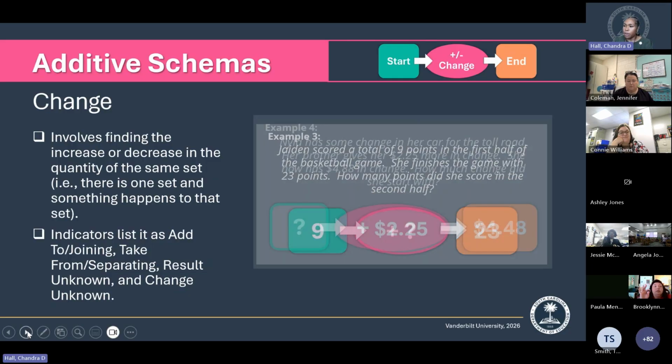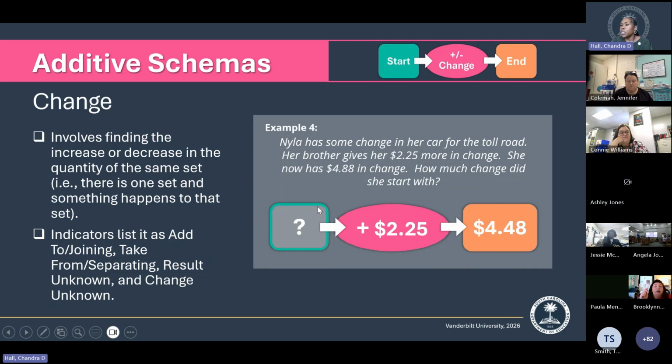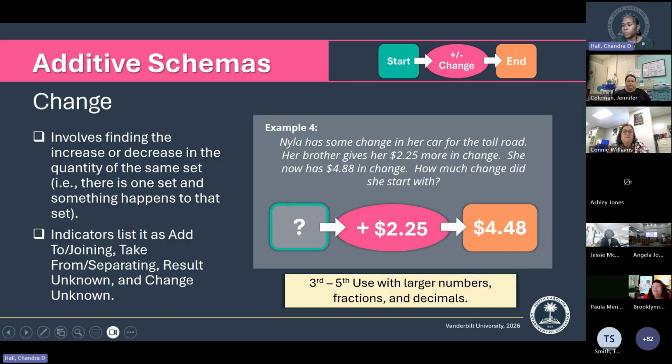Let's look at one more type of change. Nyla has some change in her car for the toll road. Her brother gives her $2.25 more in change. She now has $4.88 in change. How much change did she start with? So what kind of example would this be? What kind of change problem?